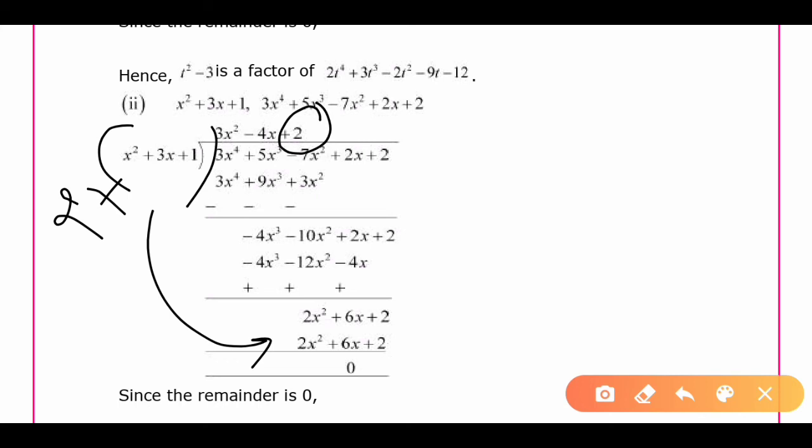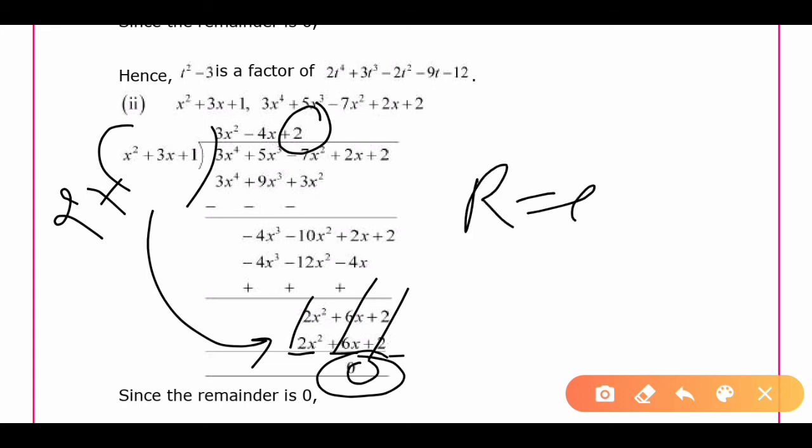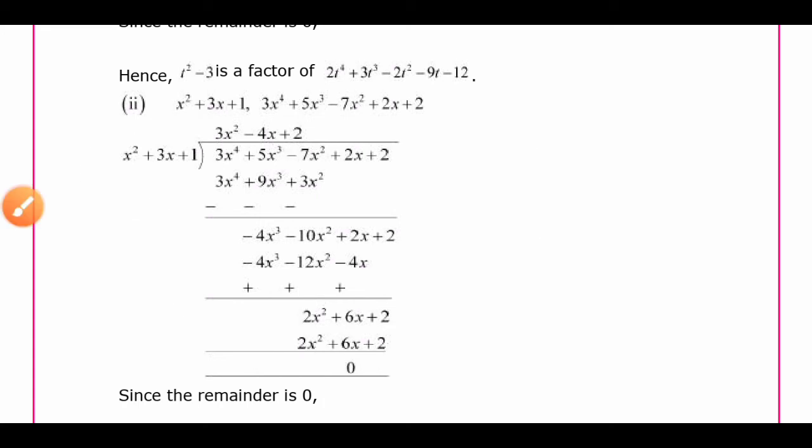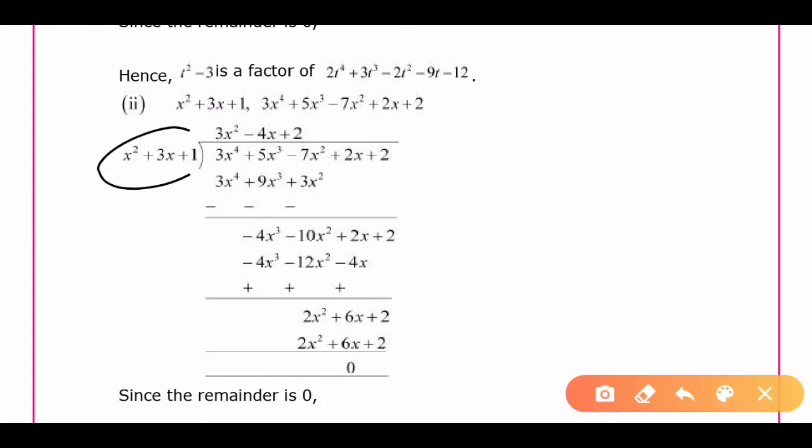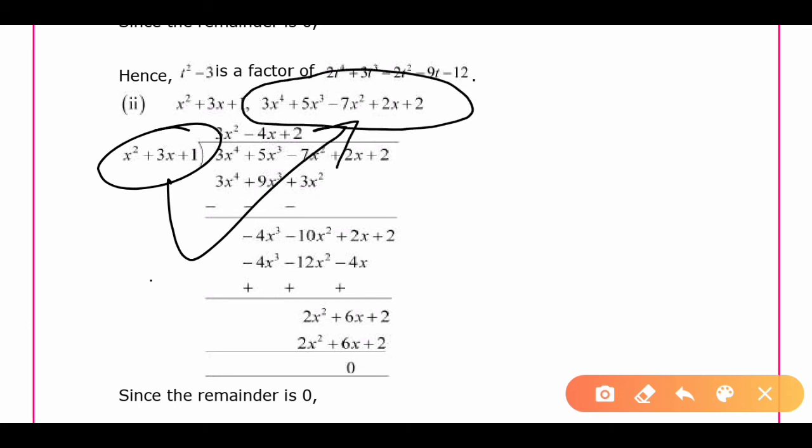And after changing the sign, when we'll perform addition, then these quantities will be cancelled out. Here we'll use negative. So after changing the sign, we will perform the addition and remainder will be 0. So remainder will be 0. That means if remainder is 0, that means this quantity, the first expression, is a factor of the second expression.